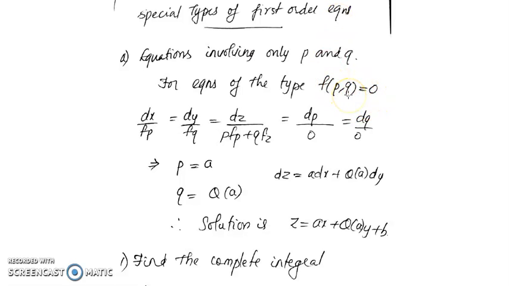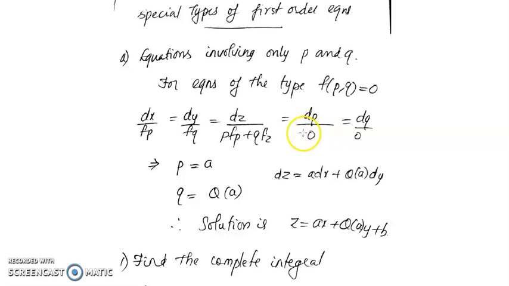So f of p, q is equal to 0. Now when you write Charpit's equations, that is dx by fp equal to dy by fq, then dz by p fp plus q fq, then dp by minus of fx plus p fz, and dq by minus of fy plus q fz. Here all the derivatives will be 0: fx and fz are 0, and similarly fy and fz are 0. So that is going to give dp by 0 and dq by 0.